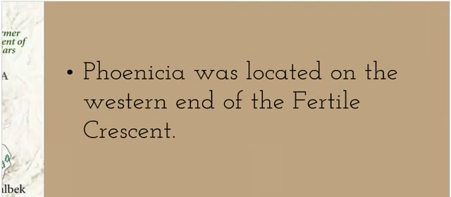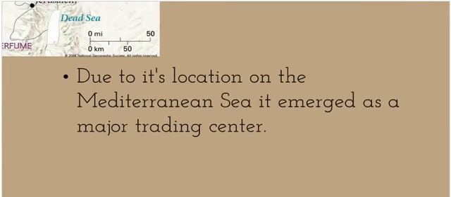So Phoenicia was located on the western end of the Fertile Crescent, right up next to the Mediterranean Sea. And this causes them to turn to trade. They don't have that major fertile river, and so instead of being able to grow crops, they have to turn to trade in order to survive. So due to its location on the Mediterranean Sea, it emerged as a major trading center. They become expert traders and sellers.